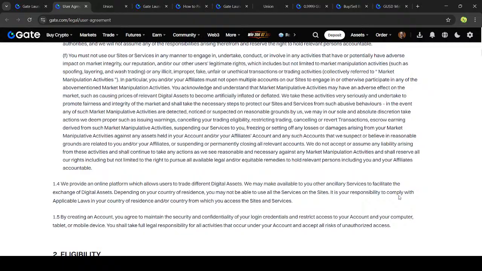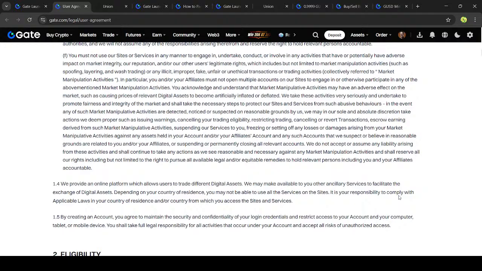So you must not use our site or our service in any manner to engage in or undertake any conduct or activities that potentially have a major impact on market integrity, our reputation, our other users and legitimate rights, which includes but is not limited to market manipulation activities such as spoofing, layering and wash trading, or any illicit, fake, unfair and unethical transactions or trading, and collective market manipulative activities.